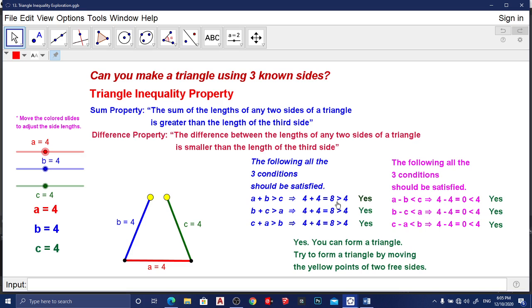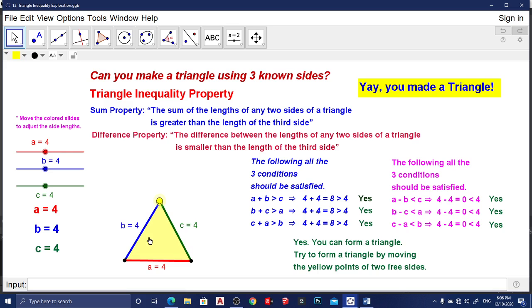4 plus 4 is 8, which is greater than 4. 0 is less than 4. So it is possible. Yes, you can form a triangle. Try to form a triangle by moving the yellow points. Here I am moving the yellow points to form a triangle. So now you can see it. Here a triangle is formed. We made a triangle.